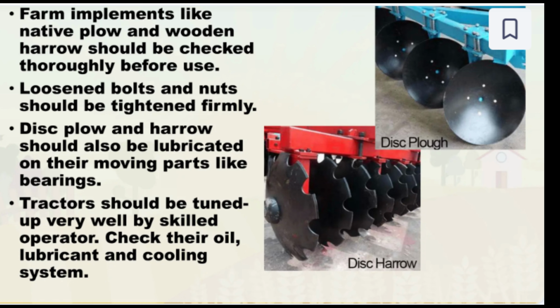Farm implements like the native plow and wooden harrow should be checked thoroughly before use. Screws, bolts, and nuts should be tightened firmly. Disc plow and harrow should also be lubricated on their moving parts like bearings. Tractors should be tuned up very well by skilled operators. Check their oil, lubricant, and cooling system.